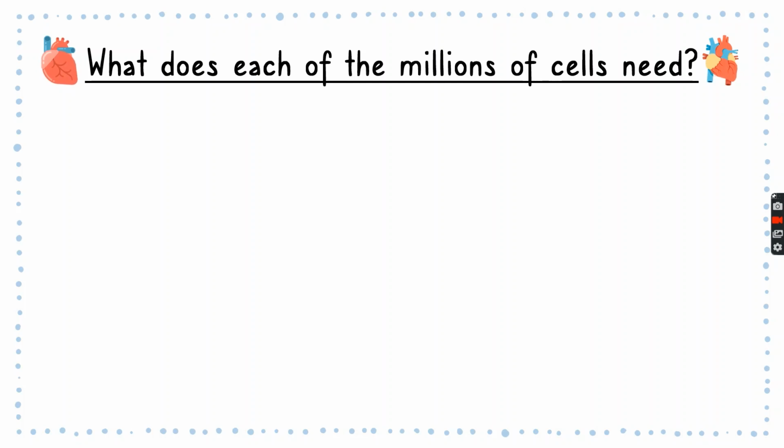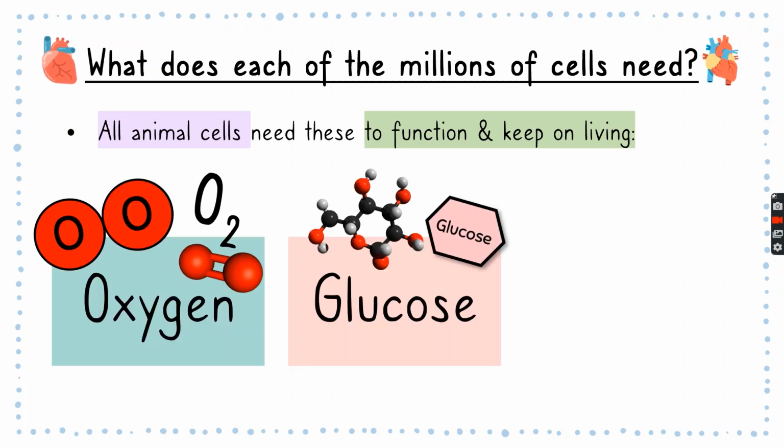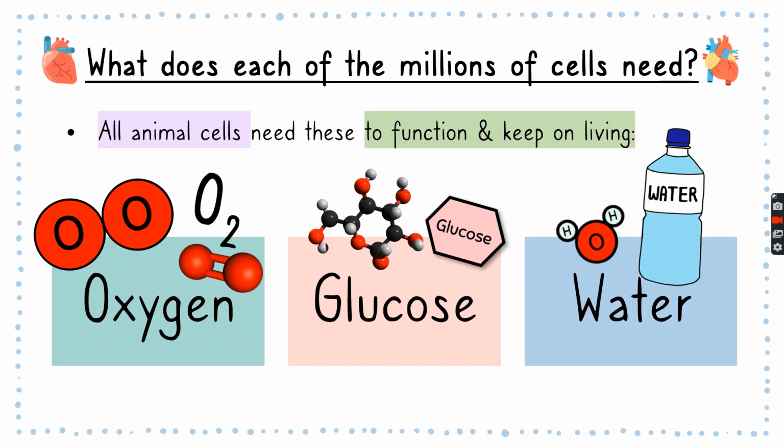Each and every one of these cells is actually living. And what do they actually need? For all animal cells, we're going to focus on just animal cells here, to function and keep on living, they need oxygen, glucose, and water. Glucose is a type of sugar that you can find in food. You would break down starchy food like potatoes and rice, and your body will actually get glucose.